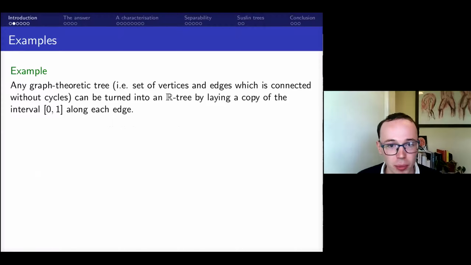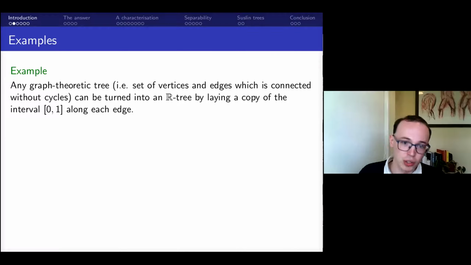Okay, so let's have some examples of some real trees, some R-trees. Well, first of all, if we have any tree in the graph-theoretic sense, by which I mean a collection of vertices and a collection of edges, which is connected and without cycles, then this can be turned into an R-tree by simply laying a copy of the unit interval of length 1 along each edge. This is what's sometimes known as the geometric realization of this graph-theoretic tree. And it produces what's known as a simplicial tree.